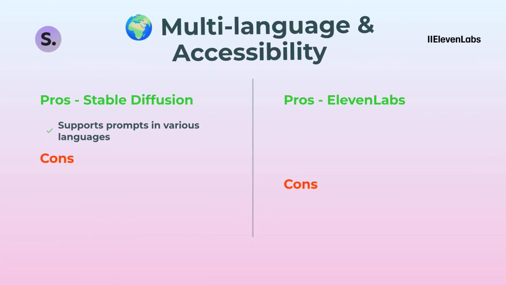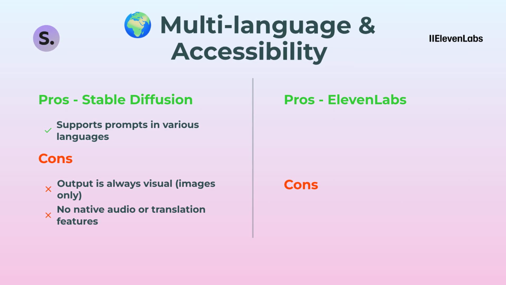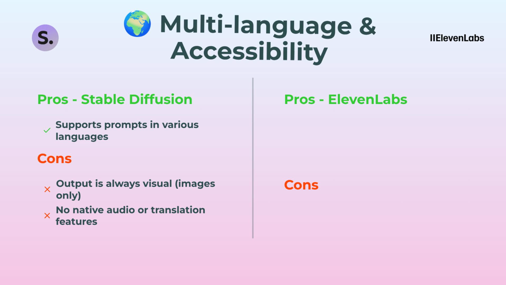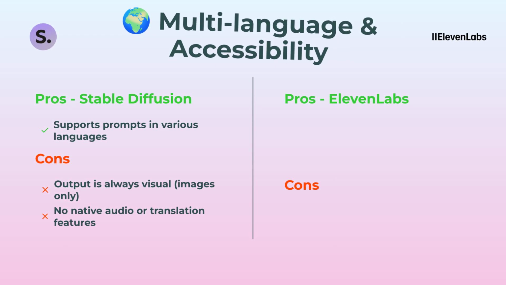Moving on to multi-language and accessibility. Stable Diffusion supports prompts in a bunch of languages, which is cool, but here's the thing. The output is always an image. No built-in translation or anything audio native. So accessibility, kind of limited if you want more than just visuals.